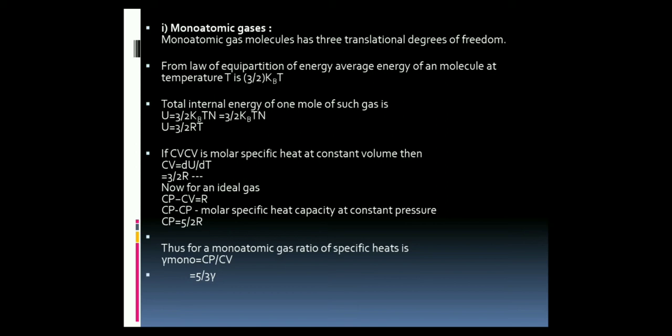Now for an ideal gas, Cp minus Cv is equal to R. Cp is the molar specific heat capacity at constant pressure. Cp is equal to 5 by 2 R. Thus, for a monoatomic gas, the ratio of specific heats is given by 5 by 3.